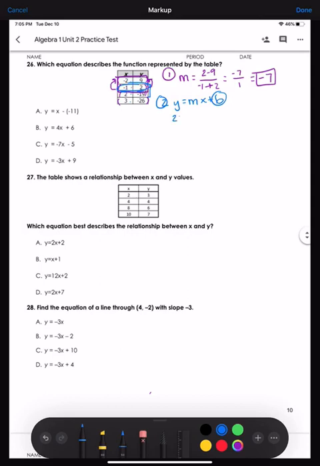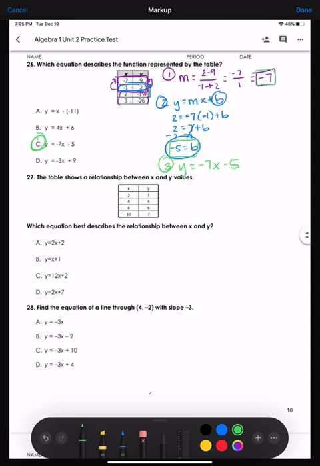So I'm going to do 2 equals negative 7 times negative 1 plus b. So 2 equals 7 plus b. Those negatives cancel, and then I subtract 7 from both sides. I get negative 5 equals b. So now that I have m and I have b, I'm going to plug those in. y equals negative 7x minus 5. And which one of these matches? Well, looks like C is the answer.